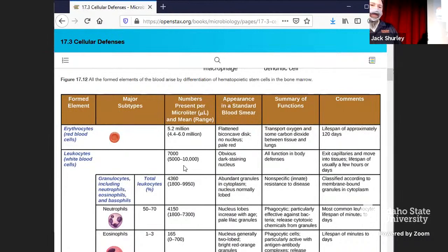Then we look down to the leukocytes, and you can see now instead of talking millions, we're talking thousands. And this is all of them together. About 7,000 white cells per microliter, ranging from 5 to 10,000. And again, it just depends on circumstances.